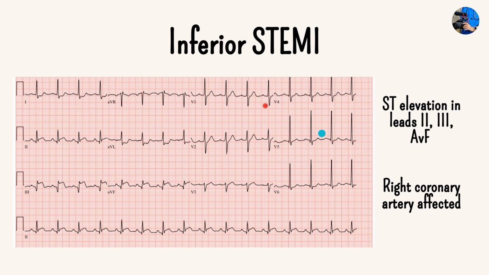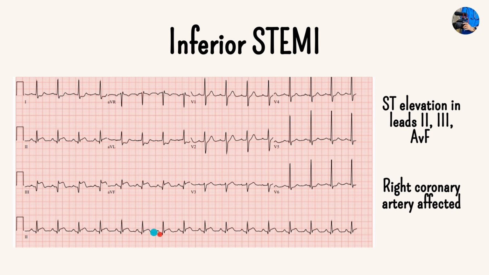An inferior STEMI, on the other hand, would look like leads 2, 3 and AVF being affected. So the ST elevation you can see is here. You can see it very clearly in lead 3 and leads AVF as well. Looking at the other leads, lead 1 doesn't seem to be very affected. I was going to say maybe slight depression there, but for the most part it actually looks normal.